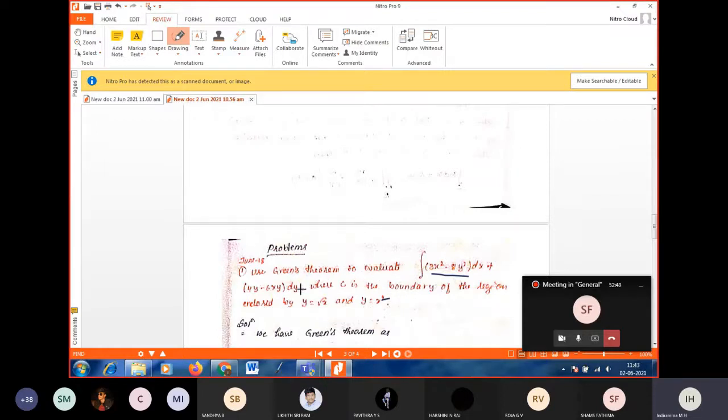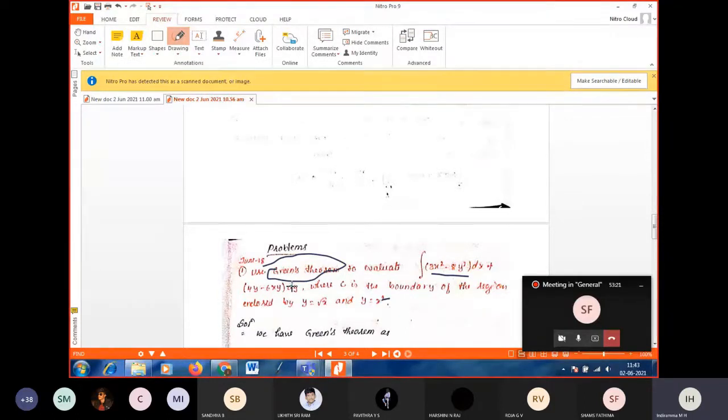So come to the solution. They are given: use Green's theorem. Further, we have to write the formula first. What does Green's theorem say?